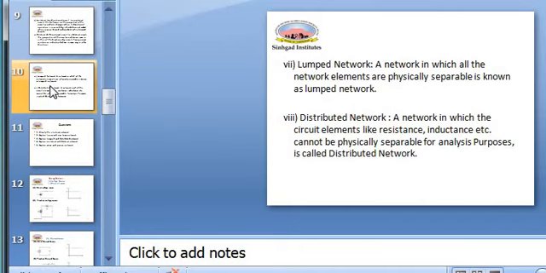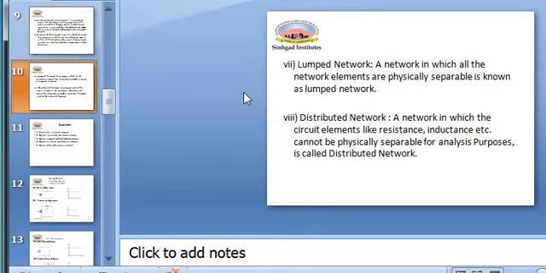What is a lumped and distributed network? Lumped network: a network in which all the network elements are physically separable is known as a lumped network. Most of the electrical networks are lumped in nature. If the network elements are physically separable, right? Physically separable means, for example, in a network there is one voltage source and there are three resistances. We can physically separate that voltage source and those resistances. Such a network is called a lumped network.